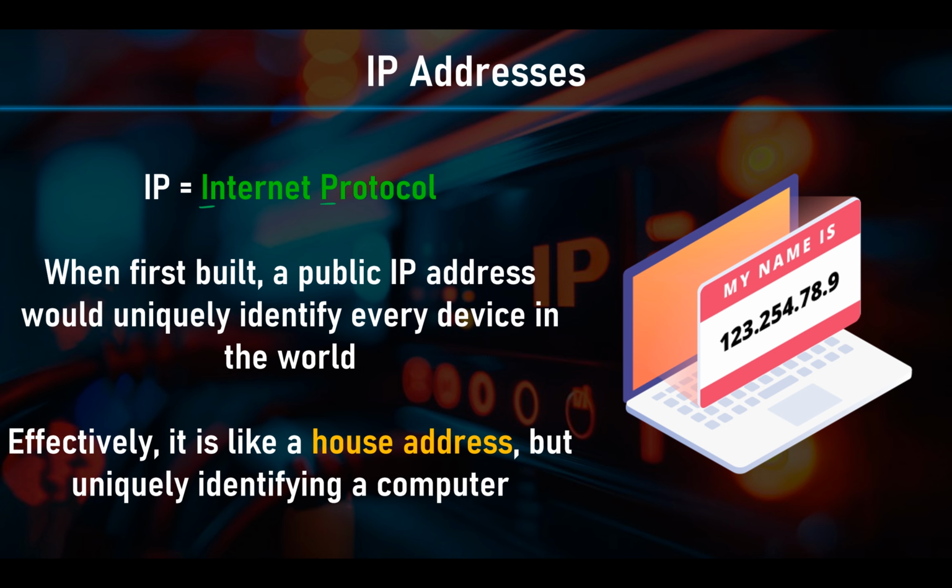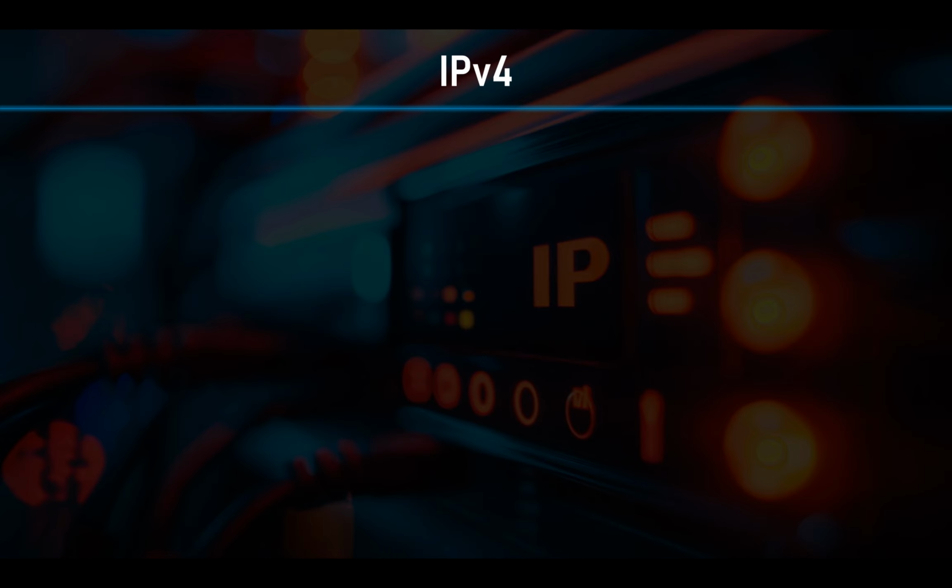Effectively you can think of it like a house address, but rather than identifying a house, it's going to uniquely identify a device. Computer is probably not the best word; we can say a device, because that could be a computer, but it could also be a phone, a tablet, a car that's connected to the internet. Also things like a fridge, and various other IoT, Internet of Things, devices.